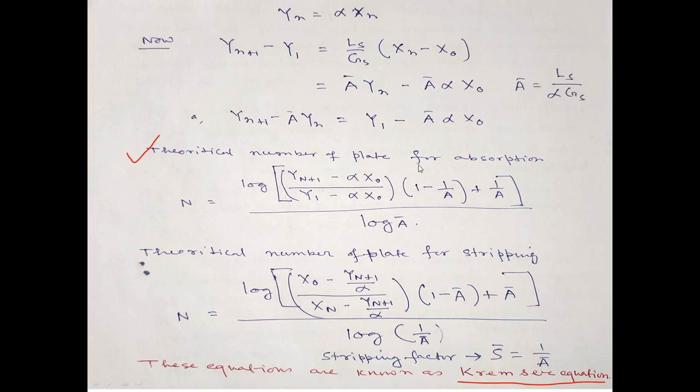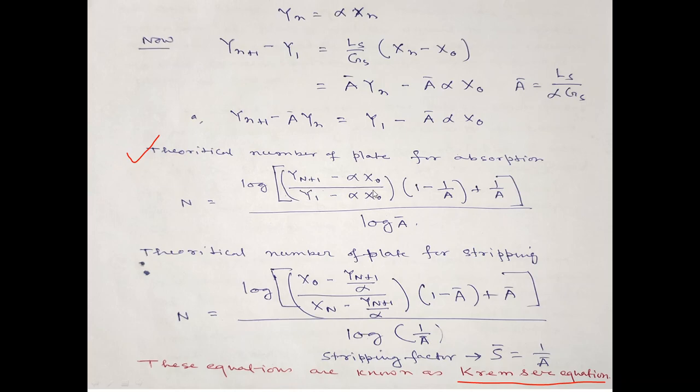The theoretical number of plates for absorption, N, is log of [(y_{N+1} - alpha x_0)/(y_1 - alpha x_0)] times (1 - 1/A) + 1/A, divided by log A. Here alpha is the equilibrium constant, the Henry constant. For absorption, this is the theoretical number of stages. Theoretical number of stages means it is assumed the efficiency is 100%, and the stages are ideal.